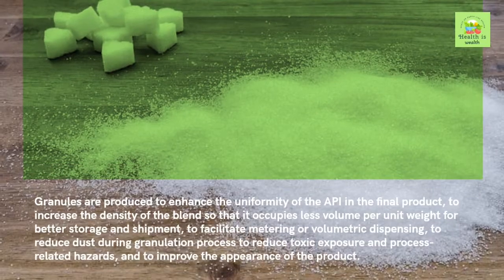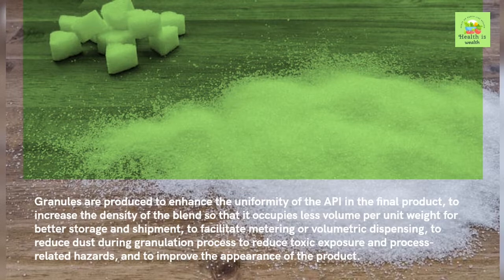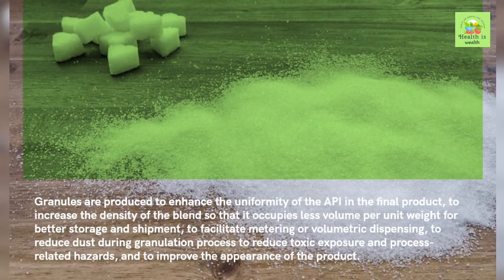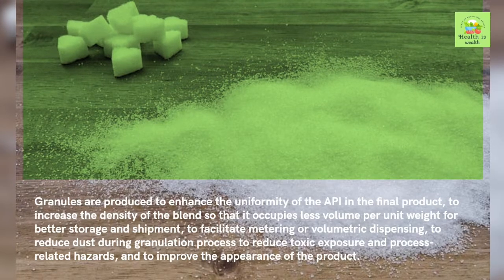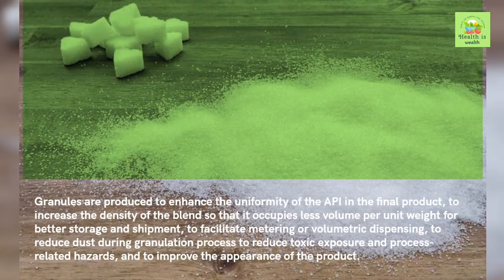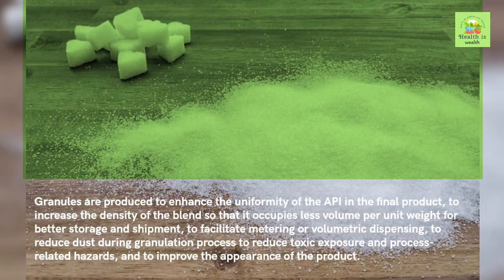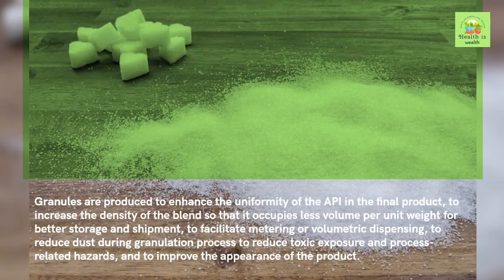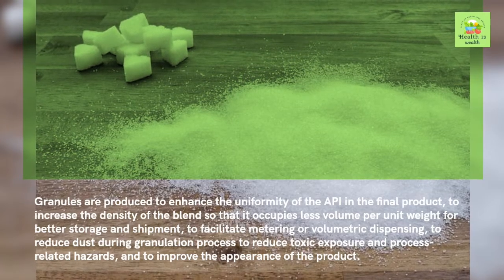Granules are produced to enhance the uniformity of the API in the final product, to increase the density of the blend so that it occupies less volume per unit weight for better storage and shipment, to facilitate metering or volumetric dispensing, to reduce dust during granulation process, to reduce toxic exposure and process-related hazards, and to improve the appearance of the product.